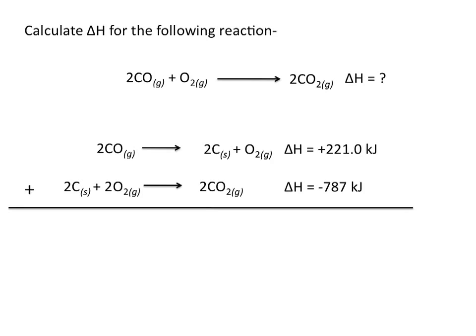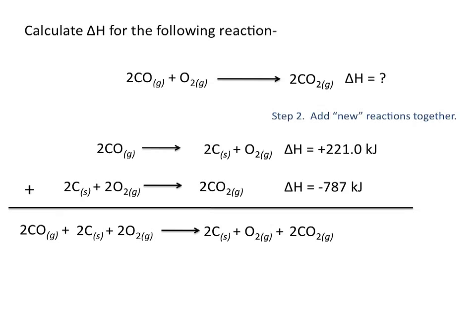So here I've written my 2 new equations that I modified to more closely resemble my equation of interest. What you're going to do now is add these 2 equations together, keeping everything on the reactant side on the reactant side, and everything on the product side on the product side. So in my new equation, I have 2CO plus 2C plus 2O2 gives me 2C plus O2 plus 2CO2. And because I added the reactions together, I'm going to add the delta H values together. So the delta H value for this equation is negative 566 kilojoules per mole.